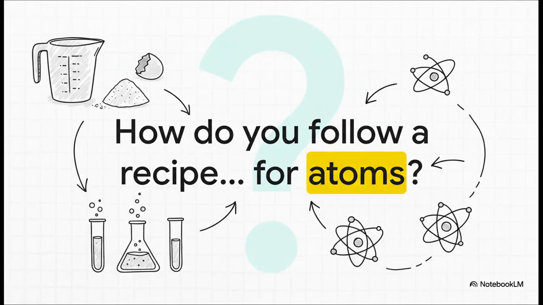I mean, think about it. Whenever you cook, you follow a recipe. You need a specific amount of flour, a certain number of eggs. It's all about ratios. But what happens when your ingredients are atoms? You can't exactly scoop them out with a measuring cup, can you? So, how do you follow a recipe for atoms? Well, the answer to that question is stoichiometry.